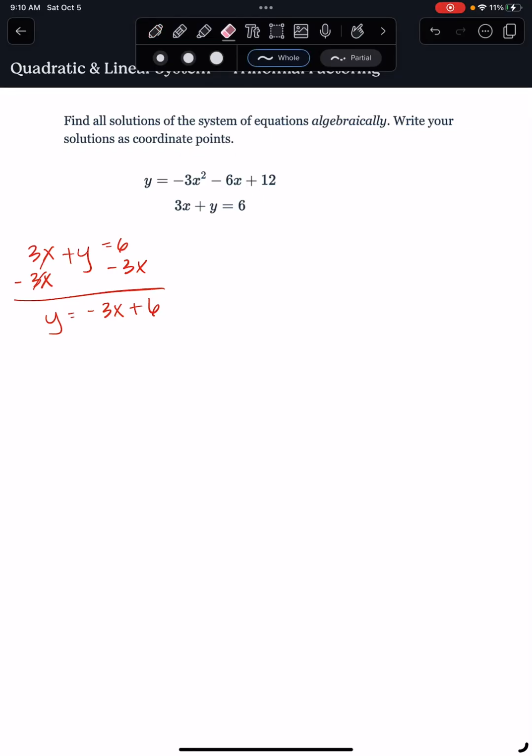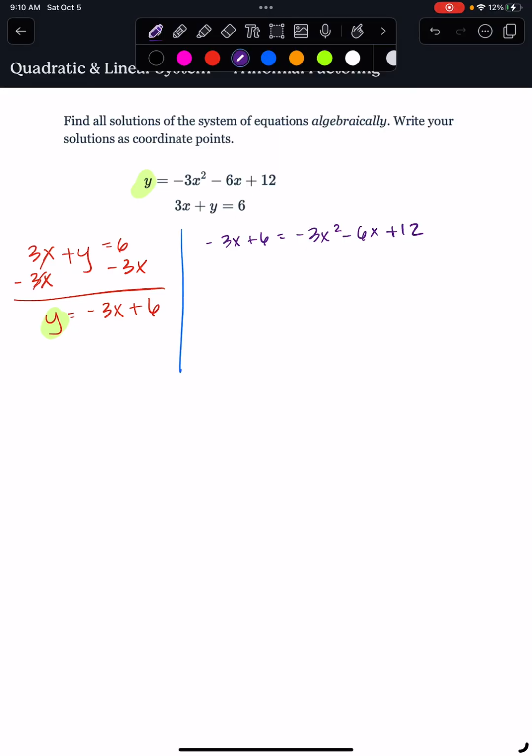where we see each y. So we're going to take our equation and literally substitute it into where we see y. That's going to leave us with negative 3x plus 6 is equal to negative 3x squared minus 6x plus 12. We can set them equal to each other by substituting in y to eliminate the y.